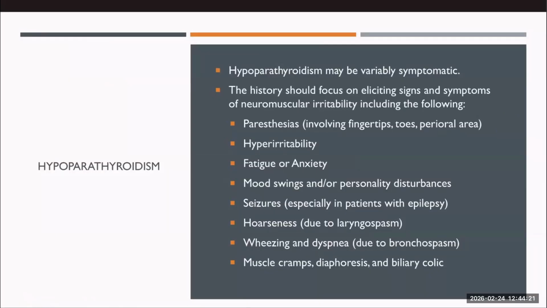In the history of these patients, talk about signs and symptoms of neuromuscular irritability. Why are they going to get irritable? What's missing? Calcium. There's no more calcium. We're losing it because of the low parathyroid. So again, these signs and symptoms are from hypocalcemia, low calcium.